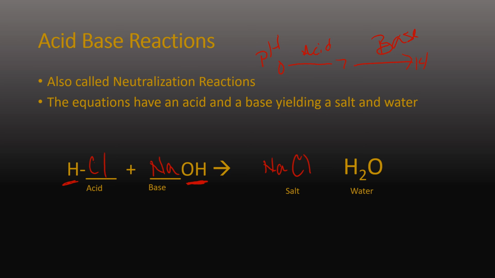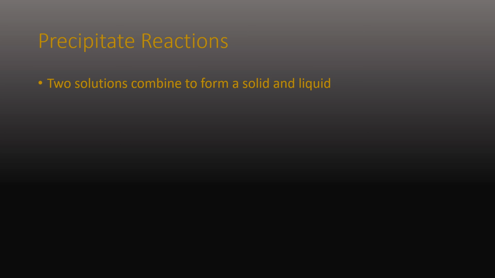So to determine an acid-base reaction, look at your two reactants and look for the hydrogen on one and the OH on the other. And then look at your products and look for water. A precipitate reaction, two solutions combine to form a solid and a liquid. Basically, if it's not an acid-base reaction, so if you don't see that hydrogen on the acid and OH on the base yielding water, then it's going to be a precipitate reaction.